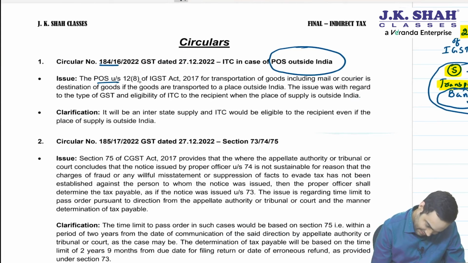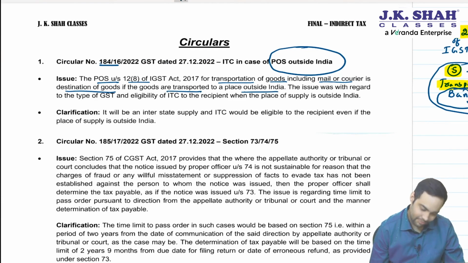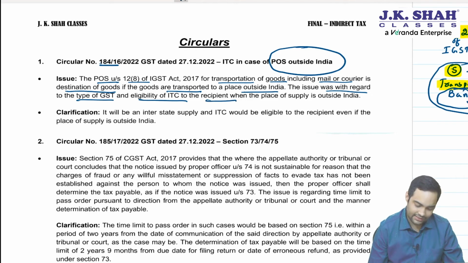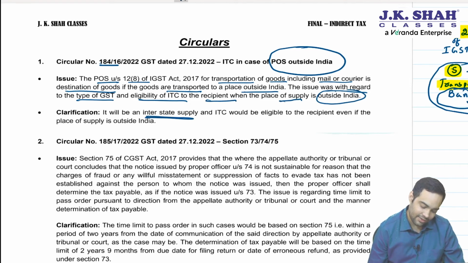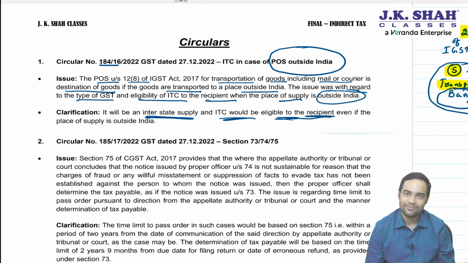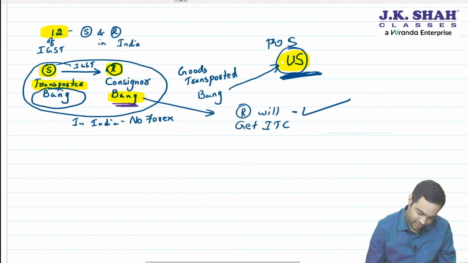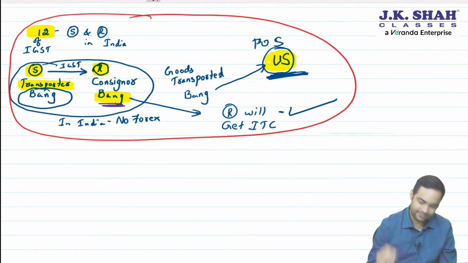Issue. Place of supply under section 12(8) for transportation of goods including mail or courier is the destination if the goods are being transported outside India. The issue was with regard to the type of GST and eligibility of ITC to the recipient when the place of supply is outside India. It is clarified that it will be an interstate supply and ITC would be eligible to the recipient even though the place of supply is outside India. My recommendation would be that you pause the video and write this entire thing. Make a note of it.